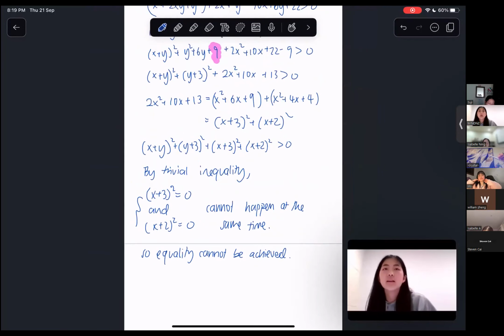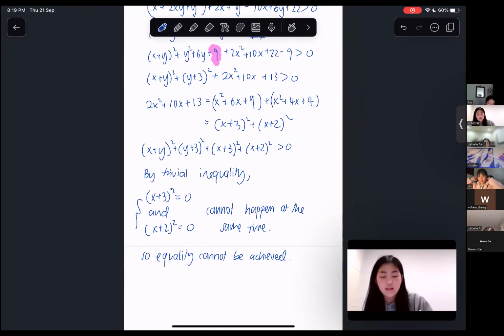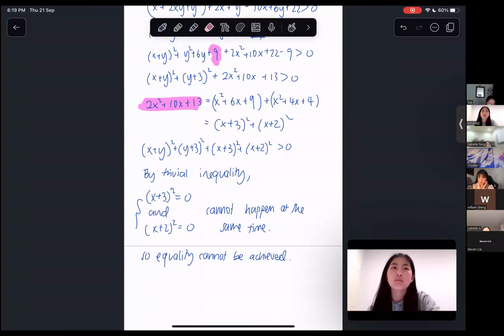I know there's another way you can do it that would start a little bit differently from this step. If you just made this into a complete square form, you would also get that it's strictly greater than 0. But if we wanted to use the trivial inequality to the fullest extent, we can also do the way we did below. Okay, so I'm going to say there's no questions. Then we can move on.